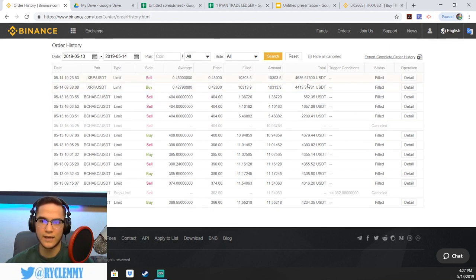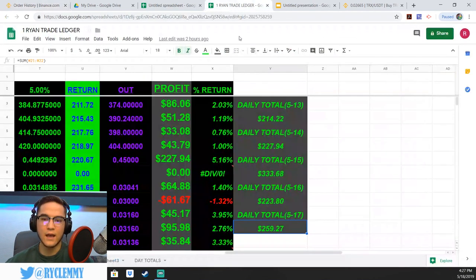That was only one trade in that day. So guys, I don't share these numbers with you to brag. I have plenty of room to go, and there's a lot of people that do a lot better than me, but I share these numbers with you because it shows that you can get there, that it's doable.